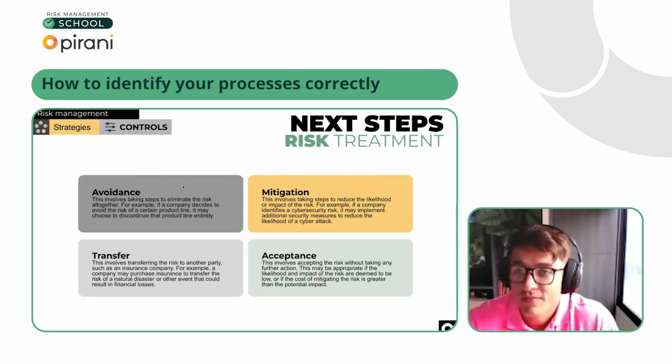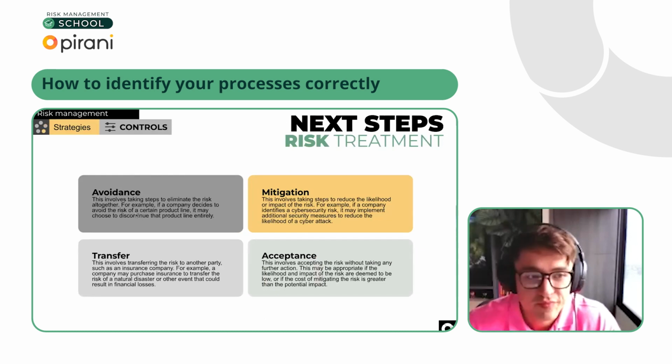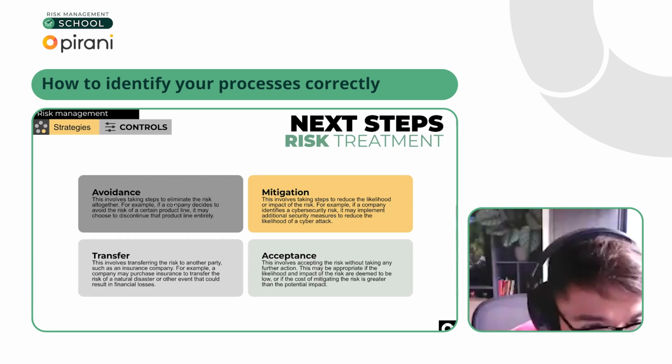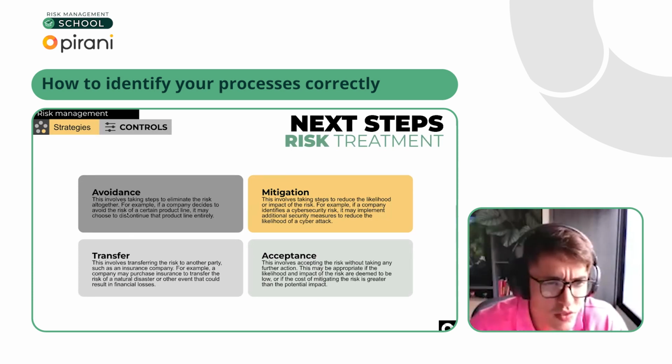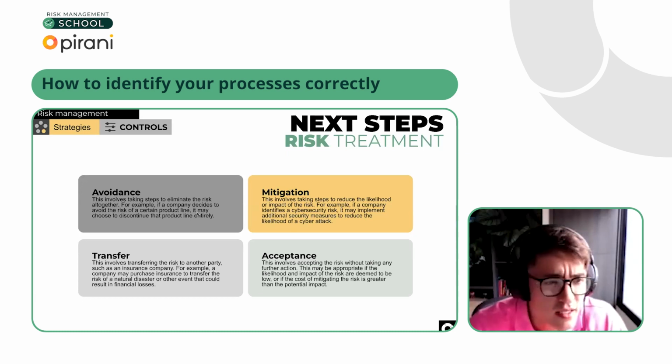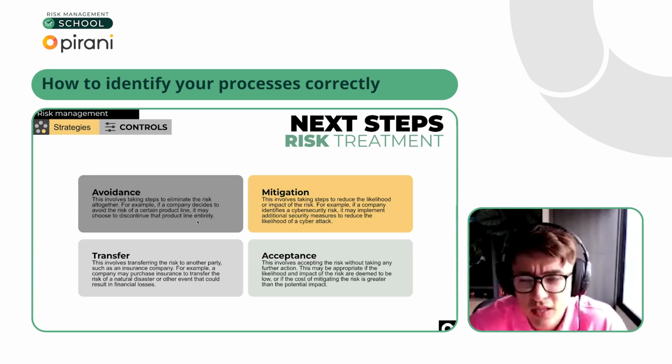One is avoidance of the risk. This involves taking steps to eliminate the risk altogether. For example, if a company decides to avoid the risk of a certain product line, it may choose to discontinue that product line entirely.